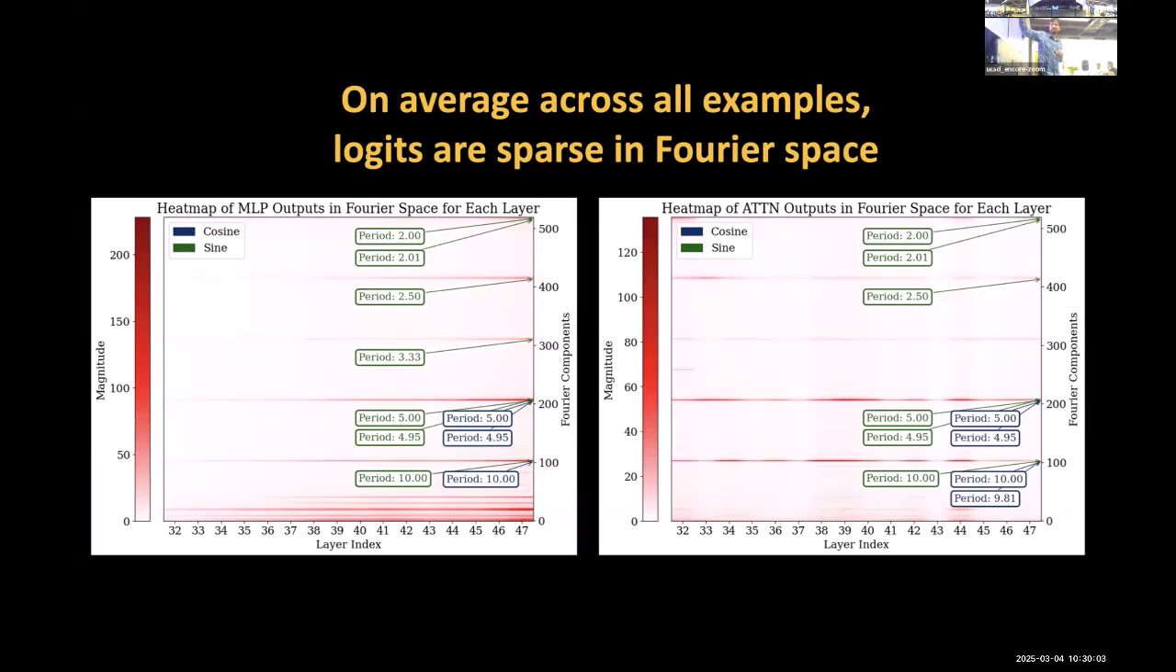Look at a particular layer. Look at the magnitude of the Fourier transform. So you take the logits, map to Fourier space, look at the magnitude. You see all of these spikes in Fourier space at periods of say 2, 2.5, 5, 10, and so on, in addition to some general low frequency mass. And for attention, actually, you don't even see this low frequency mass. All you see are these spikes at these different frequencies.